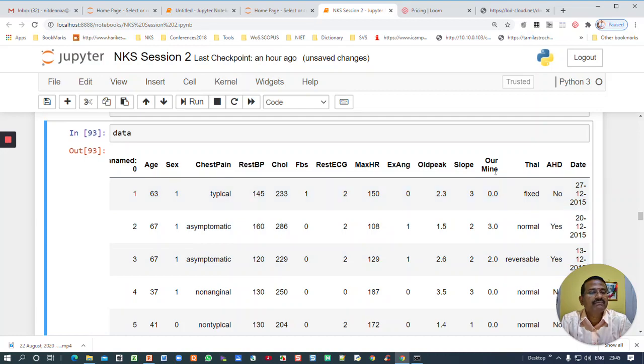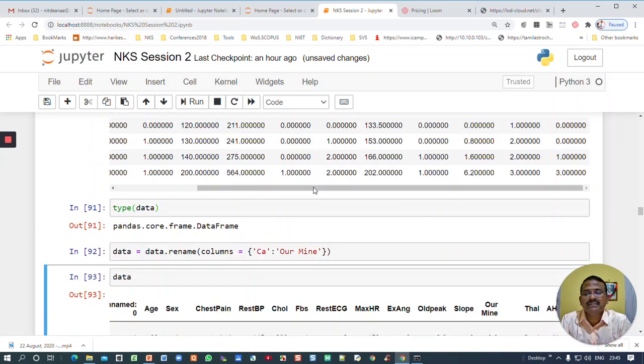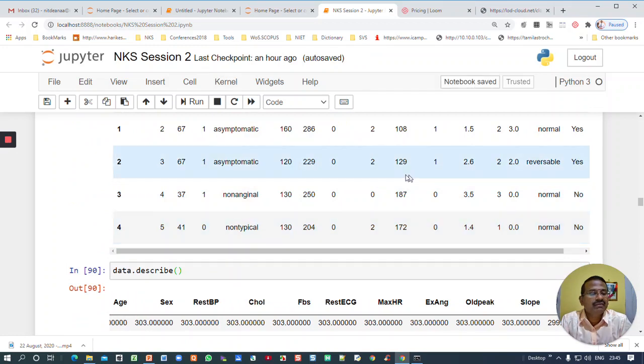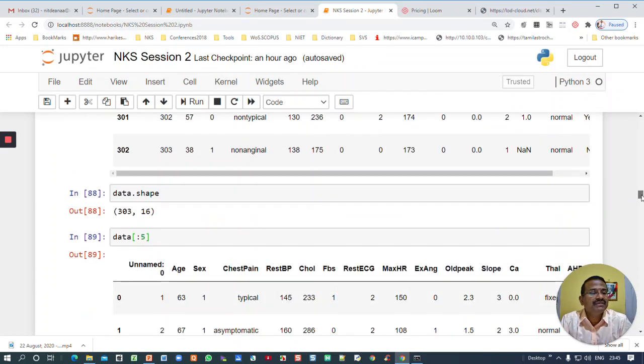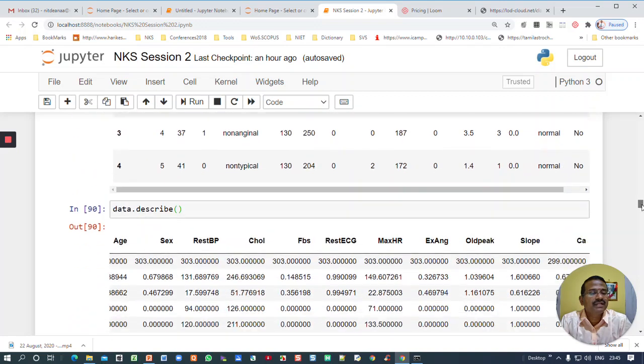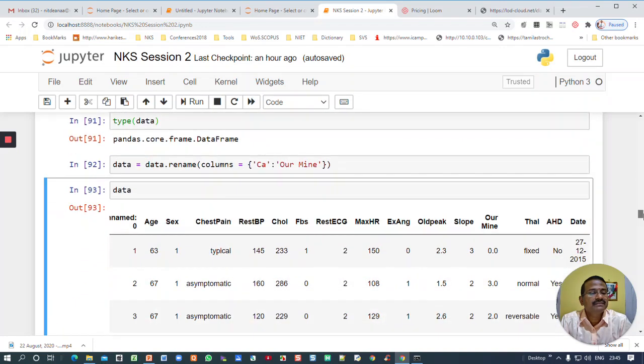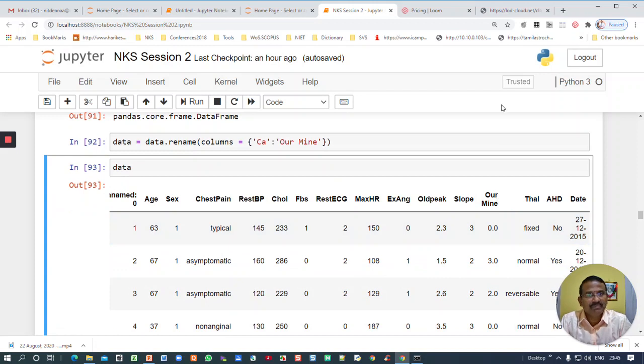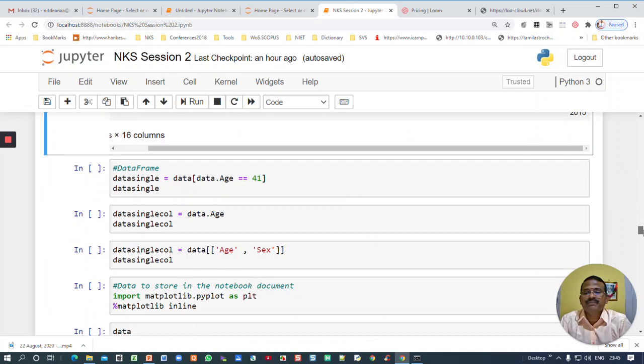See here, "our mind", because I renamed. Previously, what was that? CA. Previously CA, now, after rename, I got "our mind". The purpose is just for understanding. I typed what I wanted. You can rename any feature's name during execution.